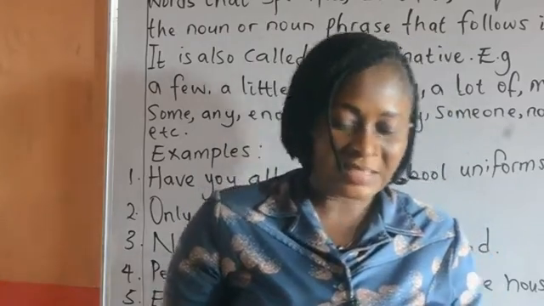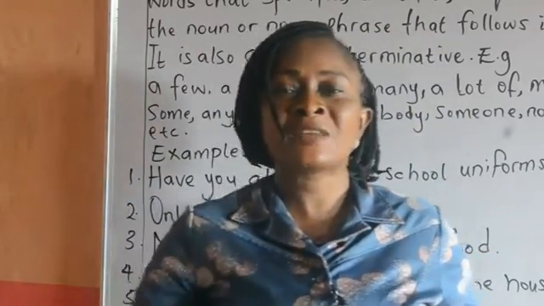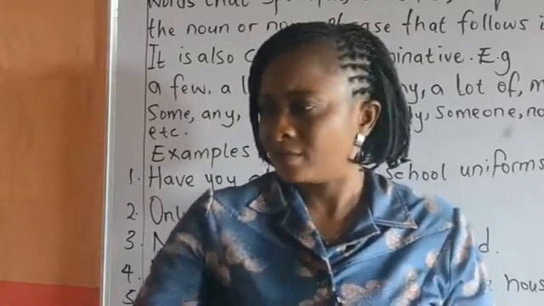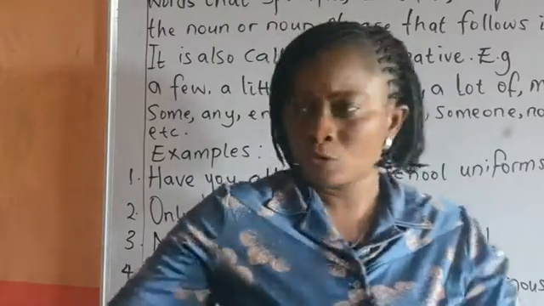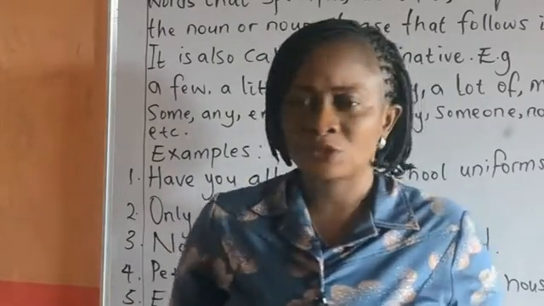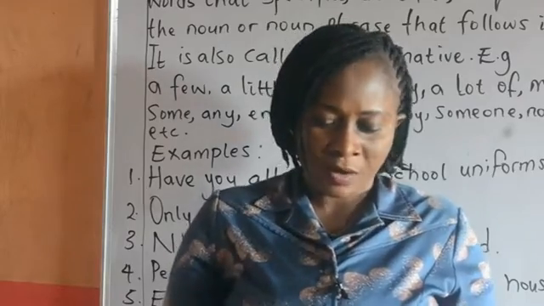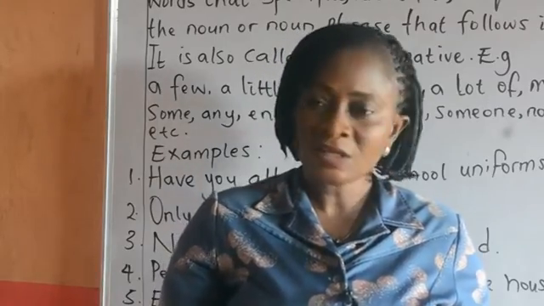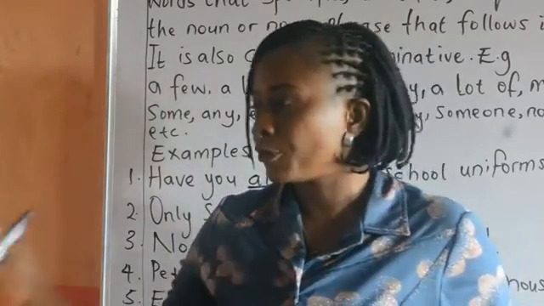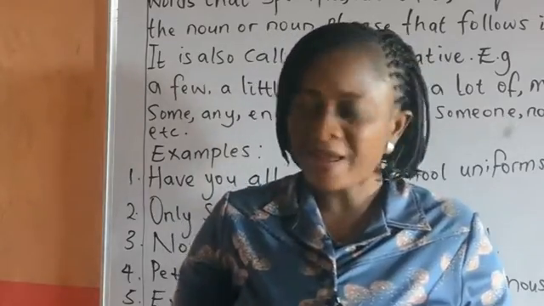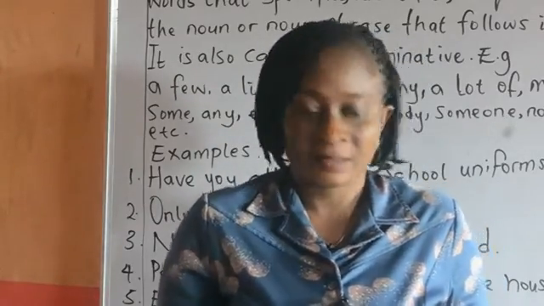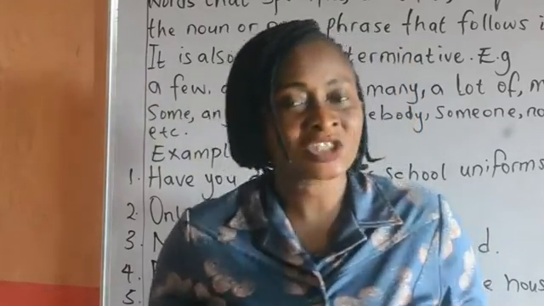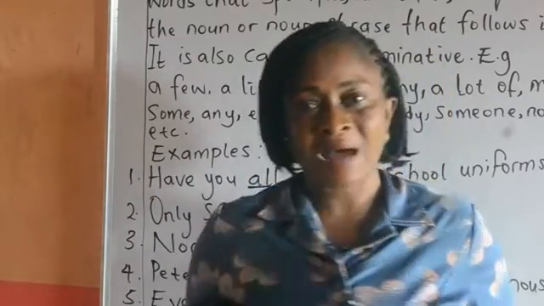Then the next one is distributive. Distributive determinants. Distributive. From the word to distribute, to share, to give everybody, or to place things in different positions or different orders. To distribute. Alright. Examples of distributive determinants, we have each. Each one. Each of you. Each of them. Then we have any. Anyone. Any. Then we also have some. So when you talk of some, you talk of any and each, that is distributive determinants.